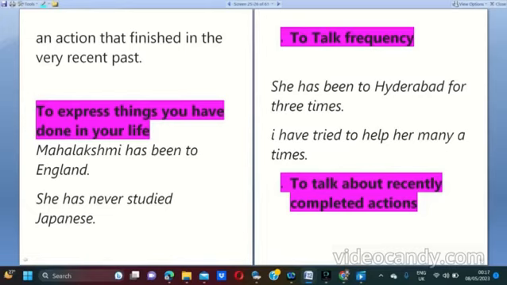To express things you have done in your life: Mahalakshmi has been to England. See, it is the action completed in the present moment. So to express things you have done in your life, we can talk about these things by using present perfect tense. She has never studied Japanese.